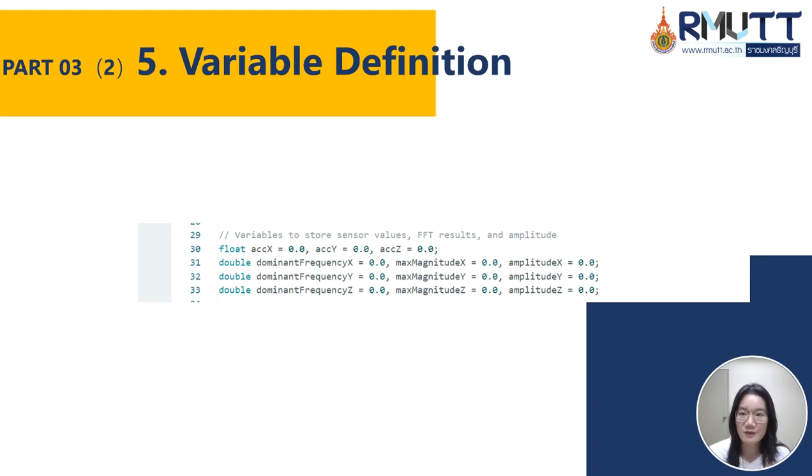This is the variable definition. The raw sensor data is ACC-X, ACC-Y, and ACC-Z. It also stores FFT analysis results with the dominant frequency and magnitude amplitude.